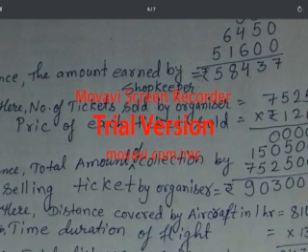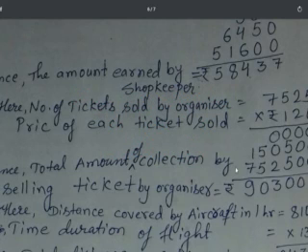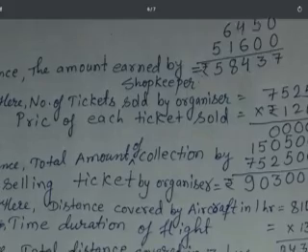money he earned by selling the tickets is rupees 9,03,000. So here I have written: hence the total amount of collection by selling tickets by the organizer is equal to rupees 9,03,000.